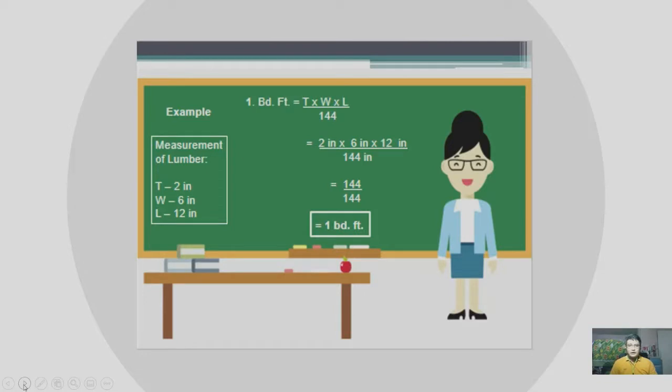Here we have another example. The measurements obtained of a lumber: the thickness is 2 inches, the width is 6 inches, and the length is 12 inches. Again, we have to write the formula. Board foot is equivalent to thickness times width times length divided by 144. Next, we have to substitute the measurements to the formula.